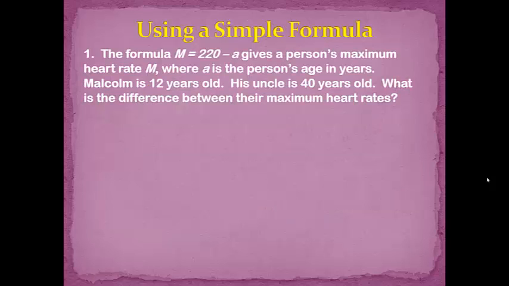For our first example, we're using a simple formula. So for number 1, the formula m equals 220 minus a gives a person's maximum heart rate m, where a is the person's age in years. Malcolm is 12 years old. His uncle is 40 years old. What is the difference between their maximum heart rates? So we need to find the maximum heart rate for Malcolm and his uncle, and then we'll use those to find the difference.